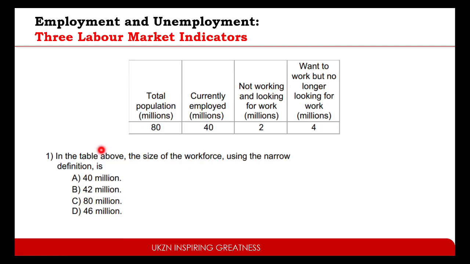Now, in the above table, the size of the workforce using the narrow definition. The narrow definition looks for people who are not working and are actively seeking a job, but it does not include discouraged workers. Discouraged workers are part of the broad definition. This is narrow, so we exclude them. We're only looking at 40 plus 2, which is 42 million, perfect.